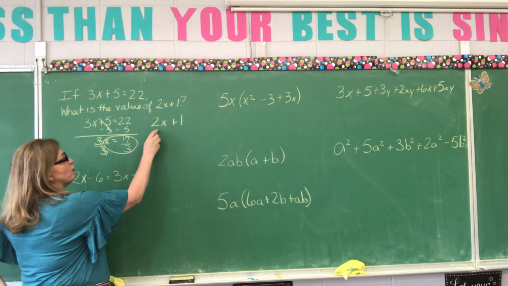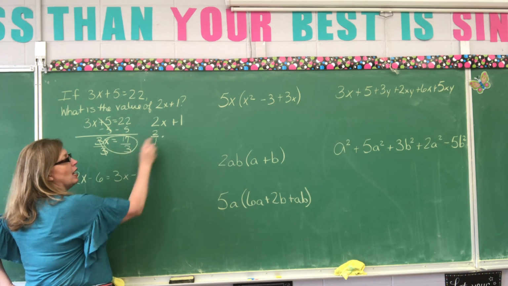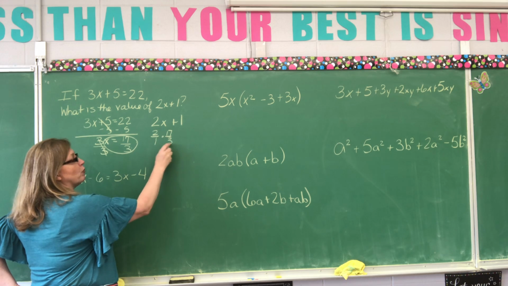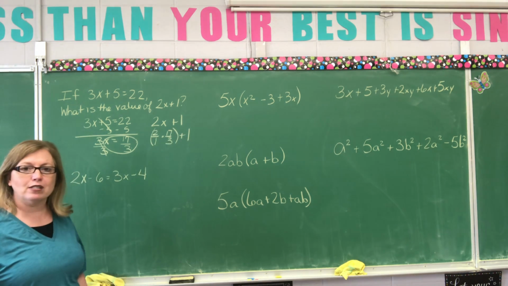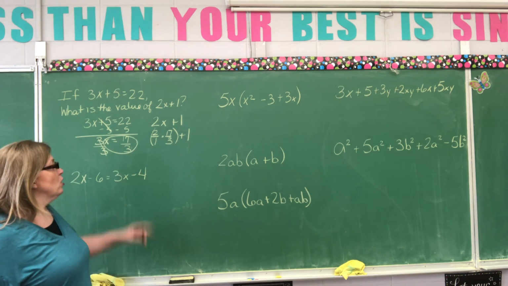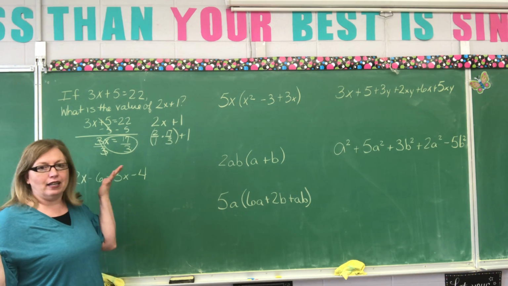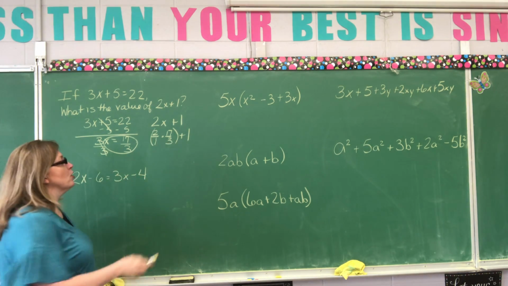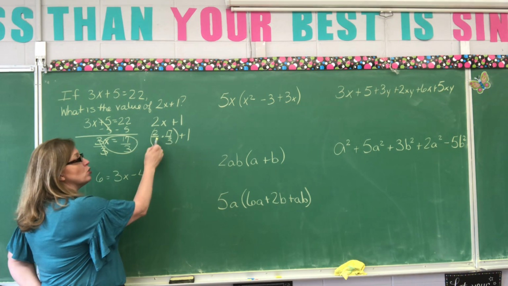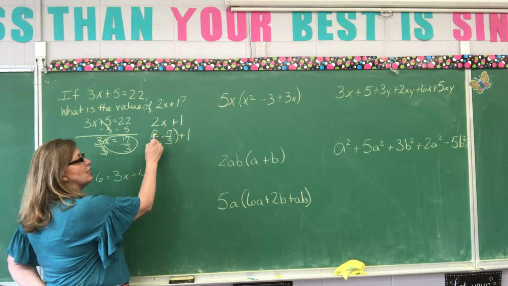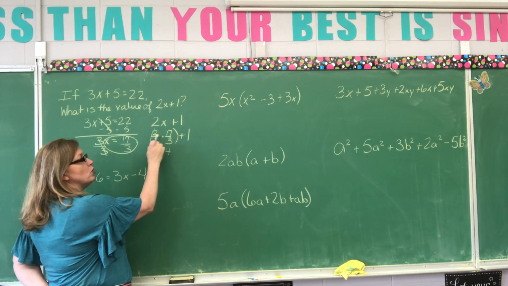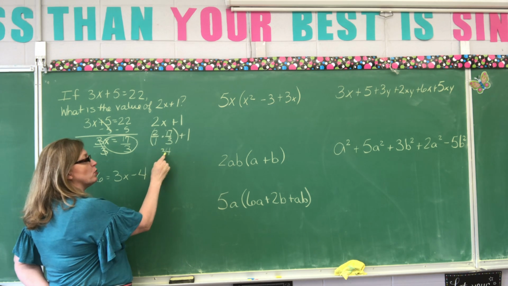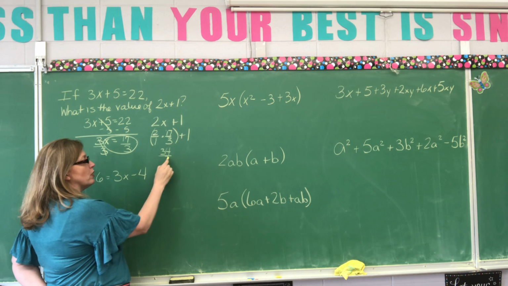Okay, so we're going to have 2 over 1 times 17 over 3 plus 1. We're going to have to multiply first because that's our order of operations. So I look at this and say there's nothing I can cancel. So I'm going to say 2 times 17. Well, 2 times 7 is 4 plus 1. 2 times 1 plus 1 is 3. And 1 times 3 is 3.